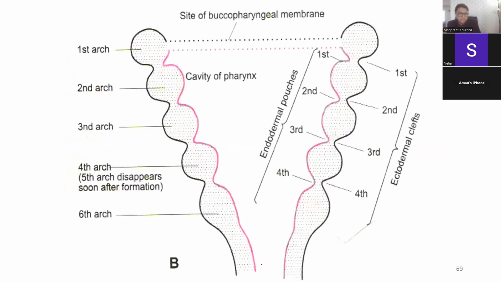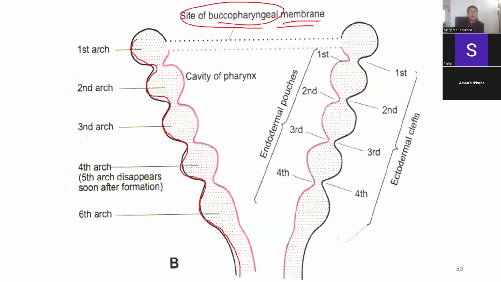Before learning about them, let's see this picture, right? This is a very informative picture. If you see this outer layer, this is ectodermal. Neha, do you remember that the pharyngeal arches develop in the foregut region? They are the mesodermal thickenings. So in the foregut region we have ectoderm, endoderm and mesoderm. And this is the site of buccopharyngeal membrane. If you remember, this buccopharyngeal membrane was ruptured.